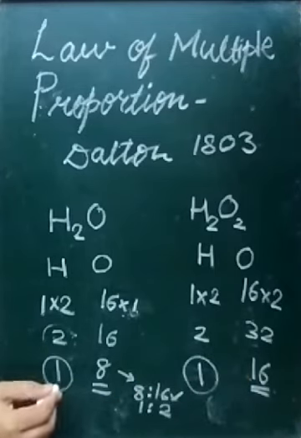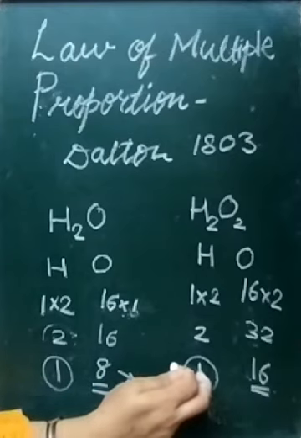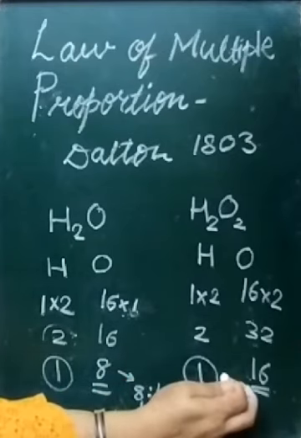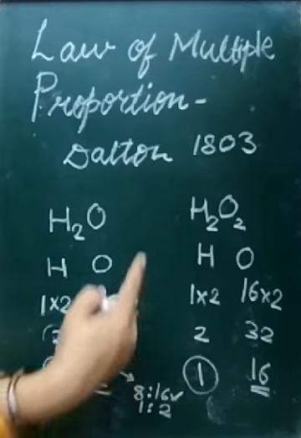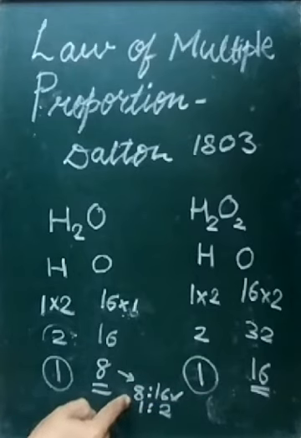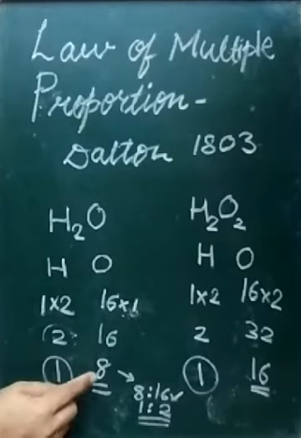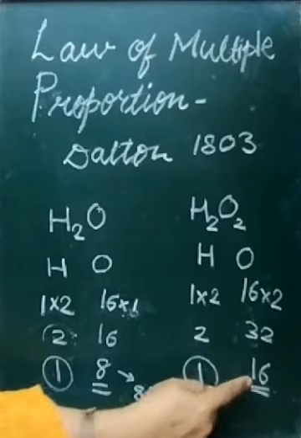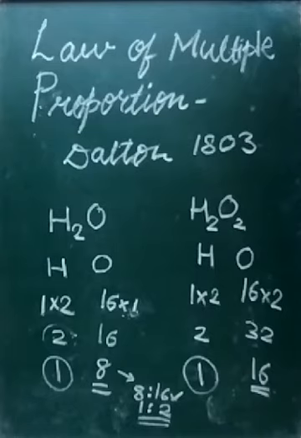So here we have seen that one element with its fixed mass combines with two different masses of another element, and these different masses of the other element bear a simple ratio. This is the law of multiple proportion. That means it is multiple: 16 grams is a multiple of 8. So how will we define this law?